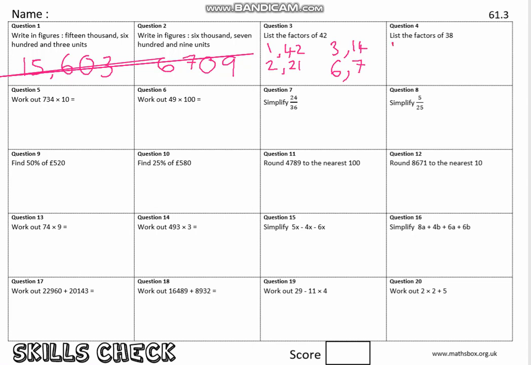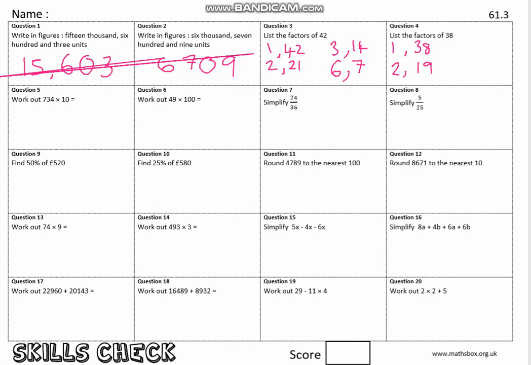As I always say, we should start off with 1 and 38, because that's an obvious one, isn't it? Now, we know that 38 is an even number, so 2 is definitely going to go into it. So 2 times what is 38? We've just got to halve that one. So we know that 2 and 19 make 38. We could go through all the other numbers, 3, 4, 5, and we wouldn't find any more factors. So that is all the factors of 38: 1 and 38, and 2 and 19.